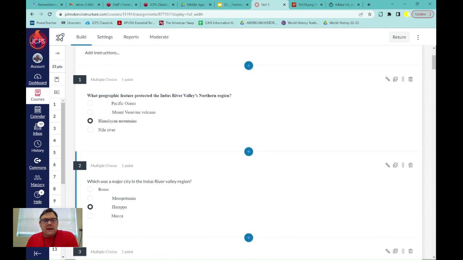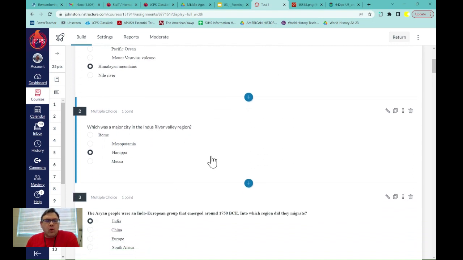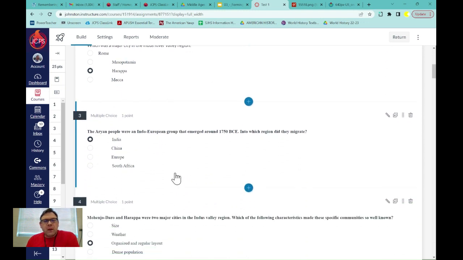Number one: what geographic feature protected the Indus River Valley's northern region? The Himalayan mountains. Which was a major city in the Indus River Valley region? Harappa, along with Mohenjo-daro. The Aryan people were an Indo-European group that emerged around 1750 BCE. Into which region did they migrate? India.